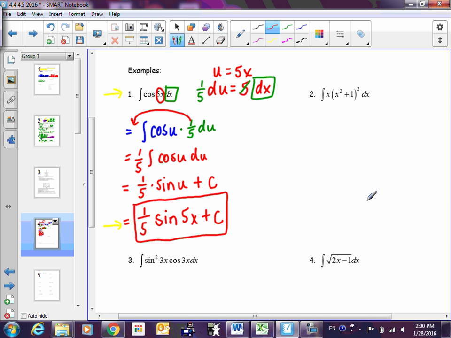We need to do another example. Example 2 is a lot like the one that was in the top paragraph. If I was going to just use my old integration rules for this, I would need to do a lot of simplifying: squaring this out, distributing the x, all that. But if I notice I have something in the parentheses being taken to a power, I can let u equal that thing. And we'll worry about the x in the front in just a second.